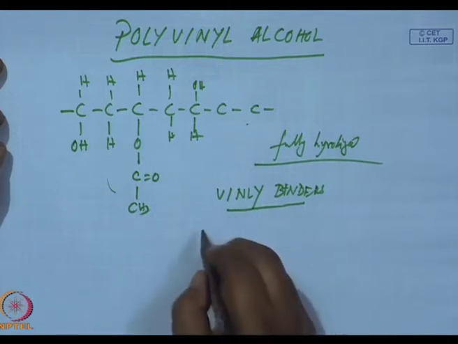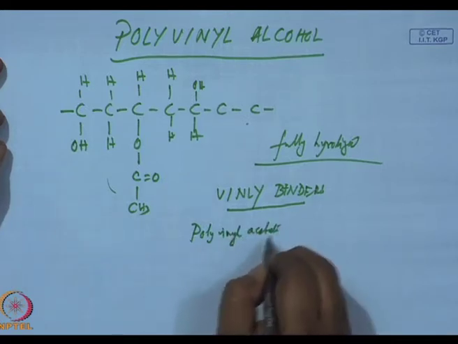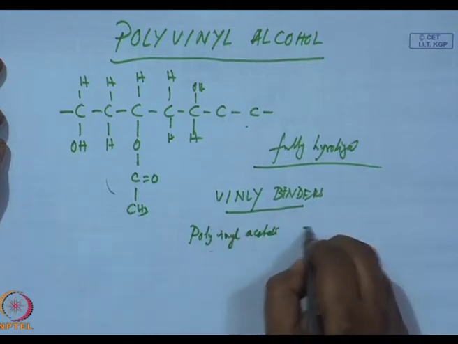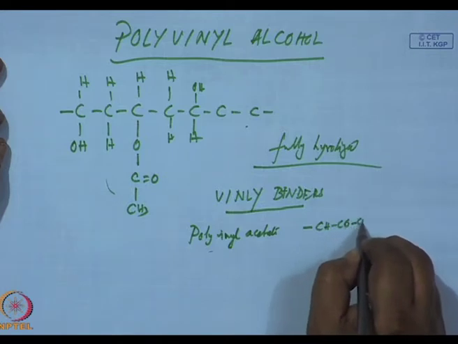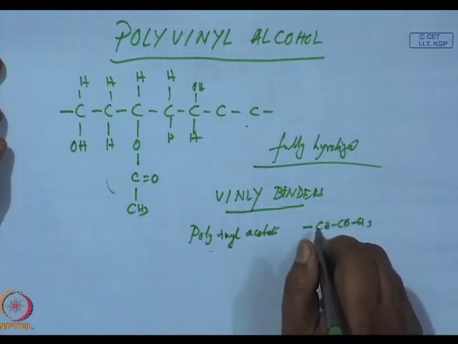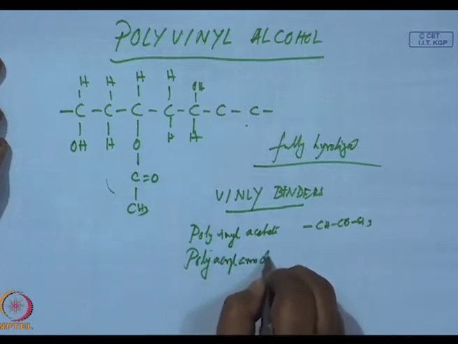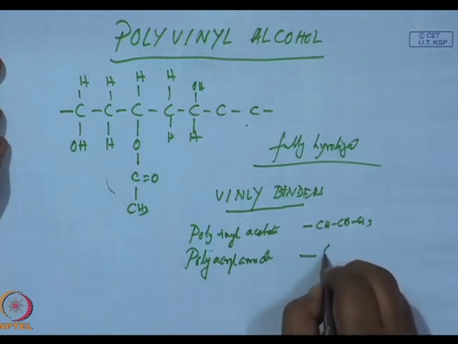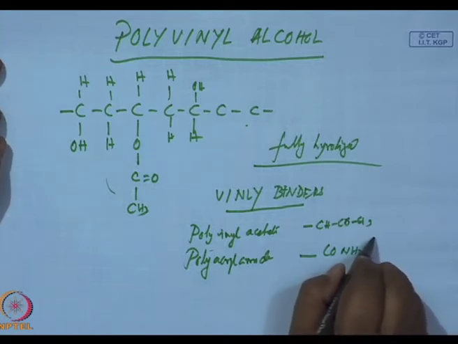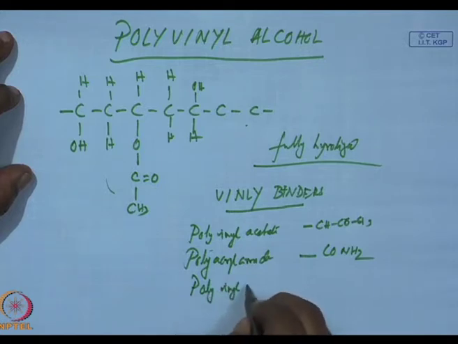let's say polyvinyl acetate. This is a very commonly available material, and its end group is another binder, polyacrylamide. Polyvinyl butyral, or PVB.